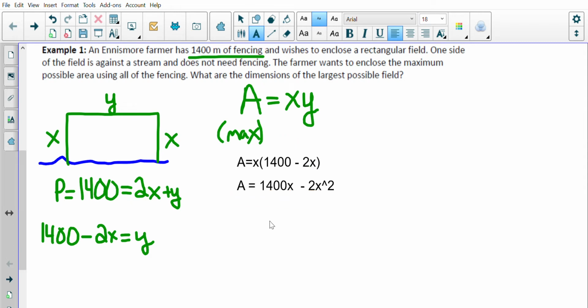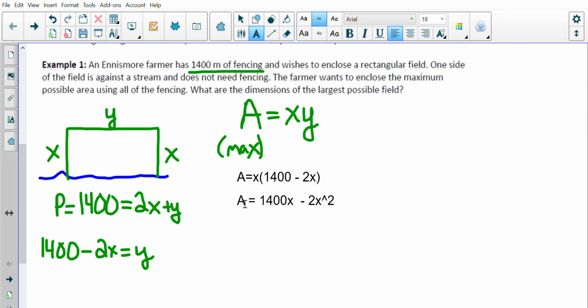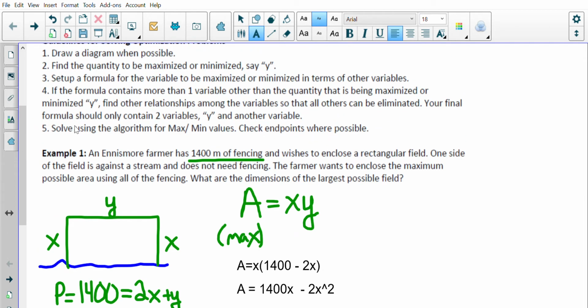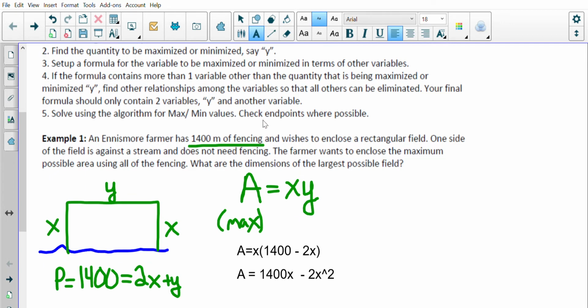All right. So now we've got an equation. We're trying to maximize area. We have it in terms of one other variable. All right. And so now I'm on number 5 here. Solve using the algorithm.